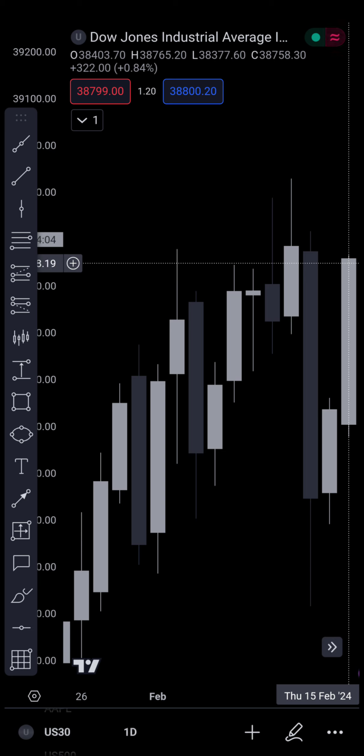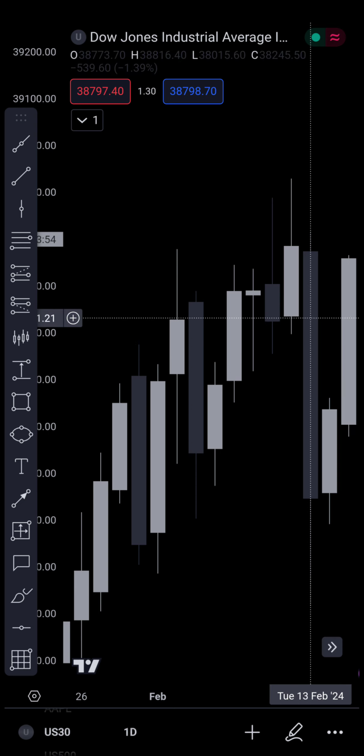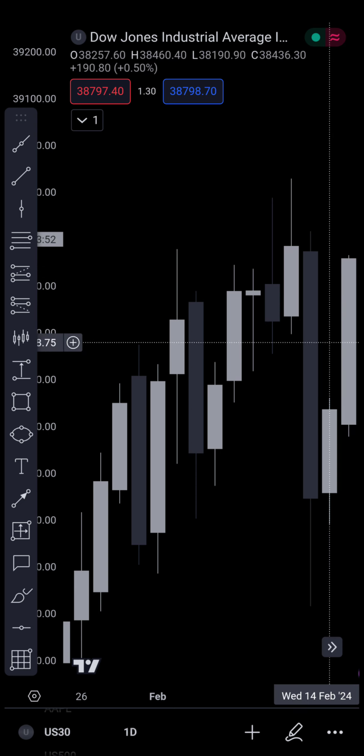You need to write this down. If you have a huge candle like this, whether it's bullish or bearish, price will usually give you 50% of that range before it reverses. So what I mean by that, the range is up here. This is the high and this is the low.